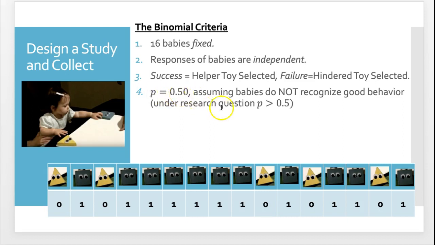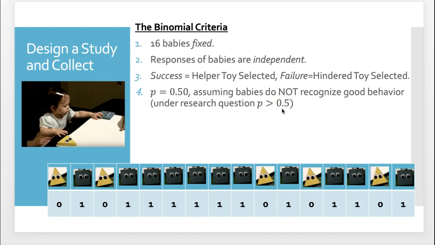Typically we don't want to assume our research hypothesis. So I'll just say let's assume that babies do not recognize good and bad behavior. So they're just going to randomly select whatever toy. So let's just assume that it's 50%. Of course, under our research question, we think that this is larger. We think that they do recognize the behavior and that should be larger.